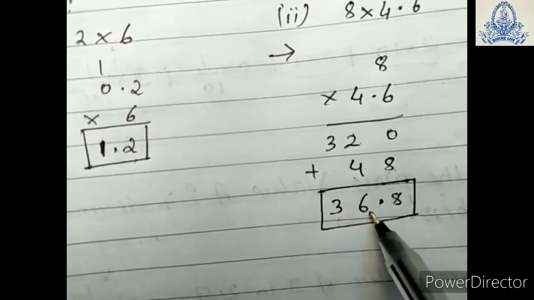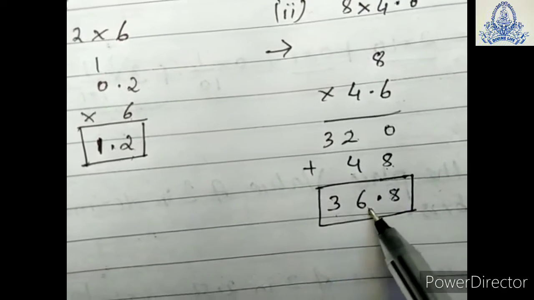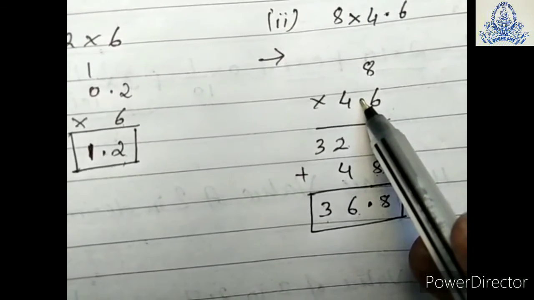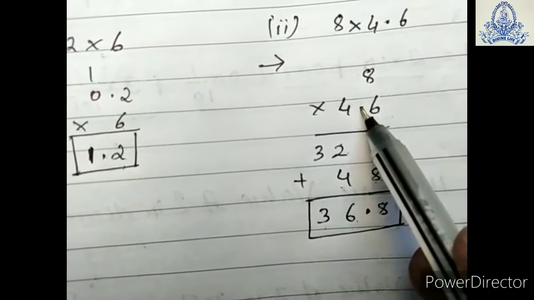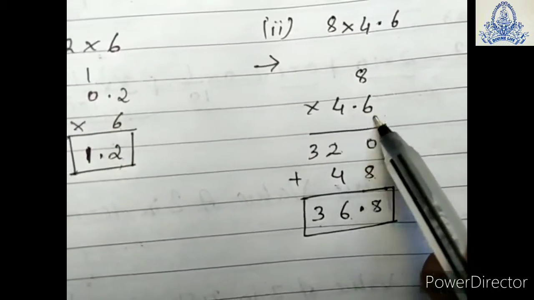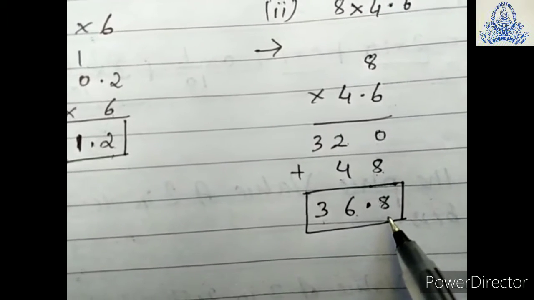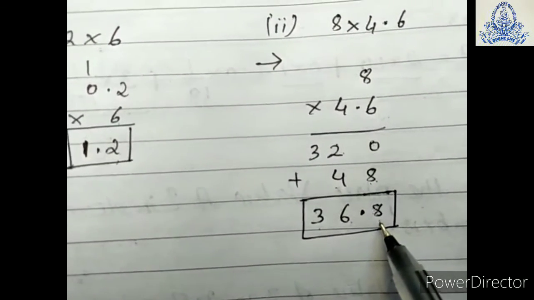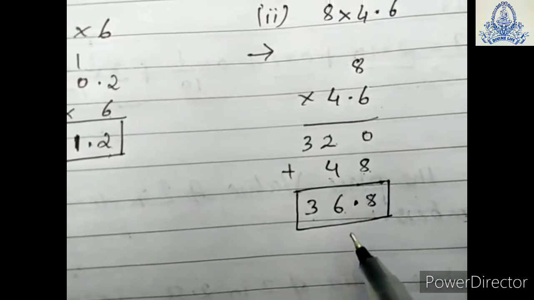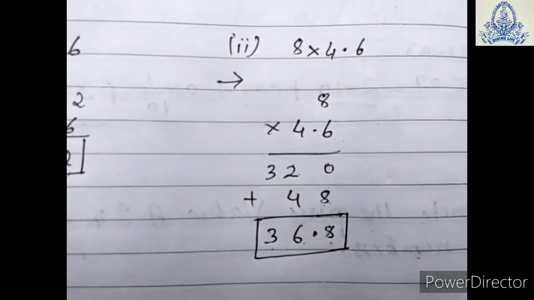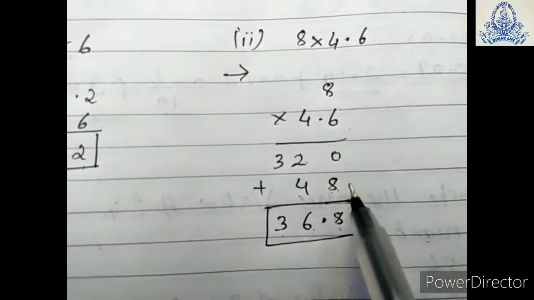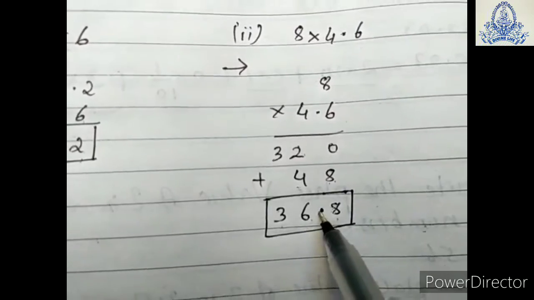So we get 368, but in 4.6, after the point we have one digit, so from the last digit we will put a decimal point before one digit. This is the rule of the decimal before putting the decimal point in any numbers. We got 368, so before 8 we will put a decimal point.